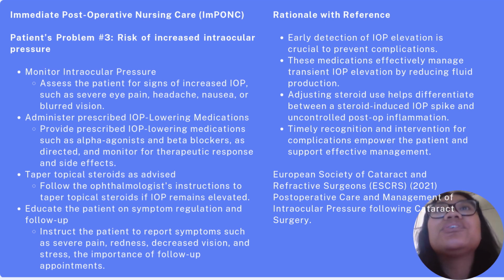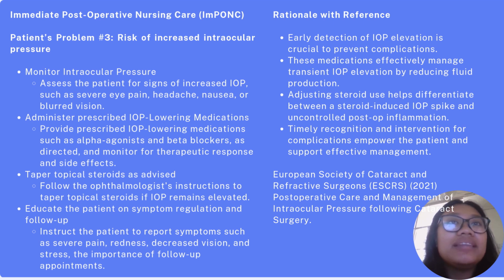Patient's problem number three, risk of increased intraocular pressure. Monitor intraocular pressure. Assess the patient for signs of increased IOP, such as severe eye pain, headache, nausea, or blurred vision, because early detection of IOP elevation is crucial to prevent further complications.